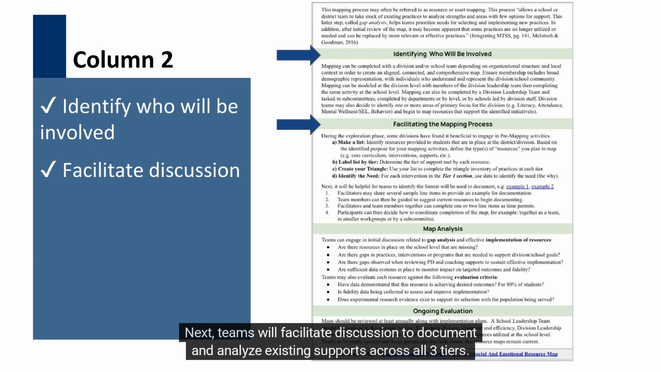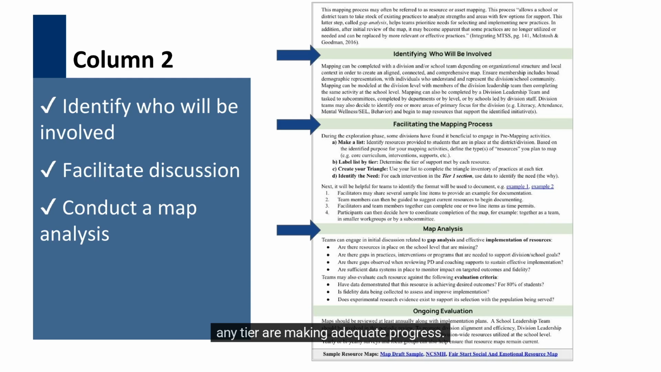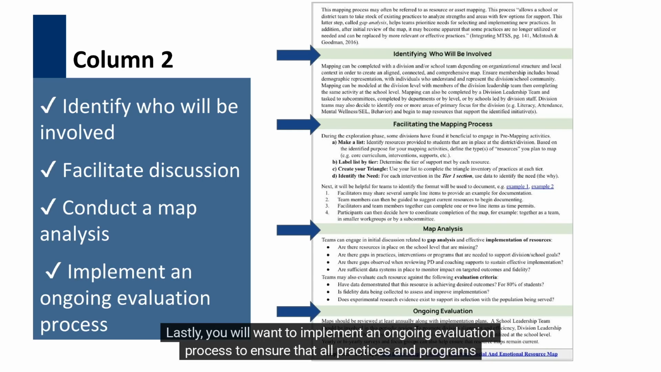Next, teams will facilitate discussion to document and analyze existing supports across all 3 tiers. Next, teams will conduct a map analysis to highlight effective practices, gaps, and redundancies. When making decisions about existing supports, it is critical to determine if there is evidence that the support is being implemented with fidelity and that 80% of the students receiving any support at any tier are making adequate progress. Lastly, you will want to implement an ongoing evaluation process to ensure that all practices and programs continue to achieve the desired outcomes.